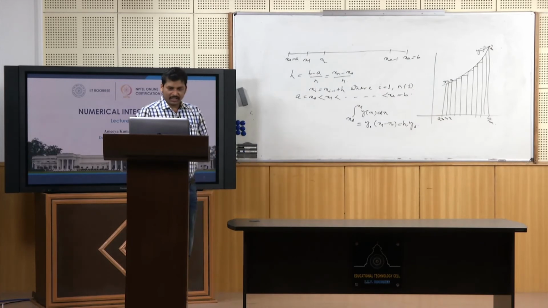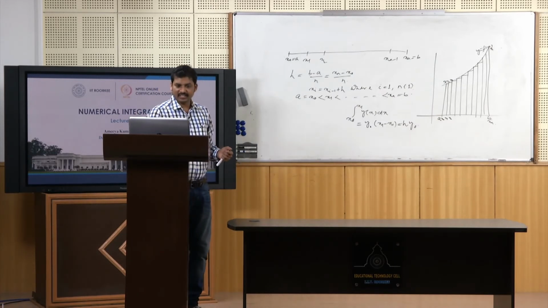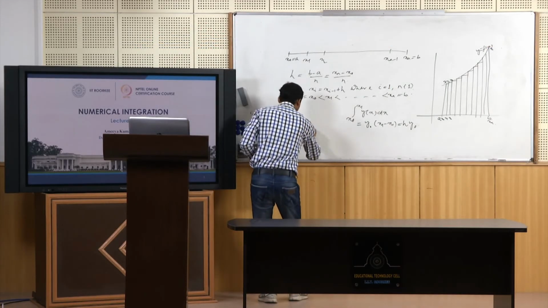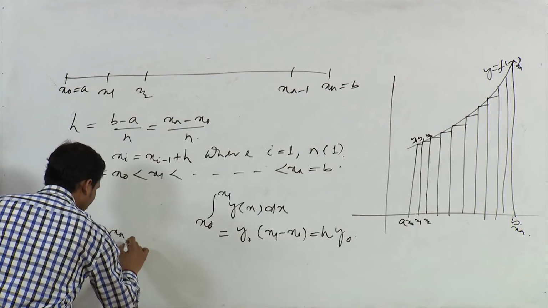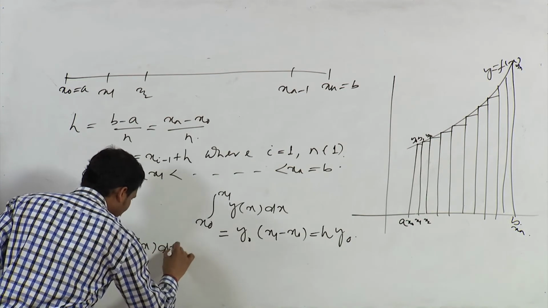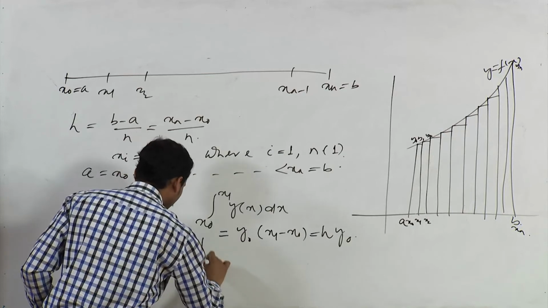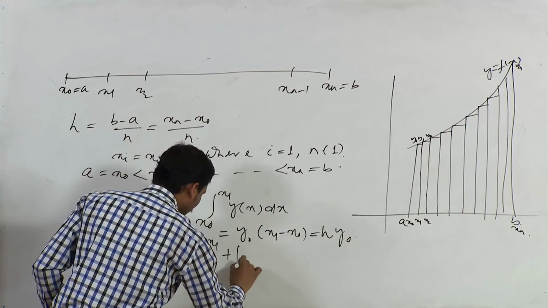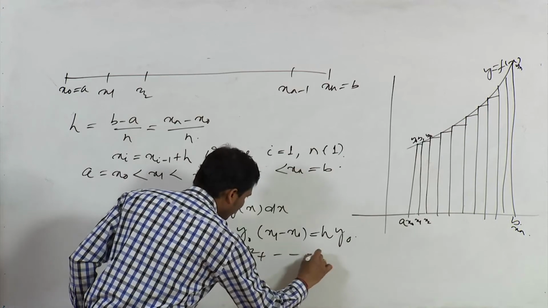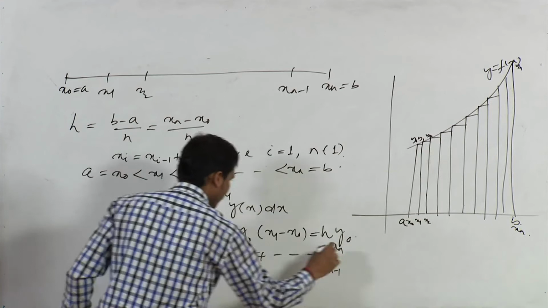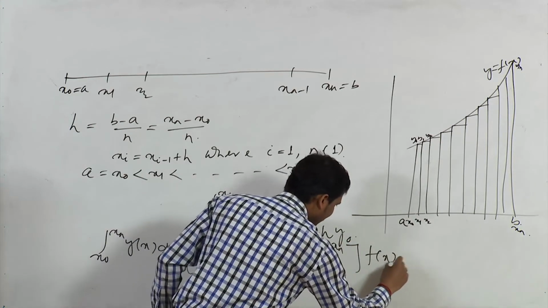So, similarly we can define the integration range like x1 to x2, x2 to x3 in the same fashion, and we add all these areas from x0 to xn. The integral of y dx, or f of x dx, can be written in the form of x0 to x1, x1 to x2, up to xn minus 1 to xn, of f of x dx.